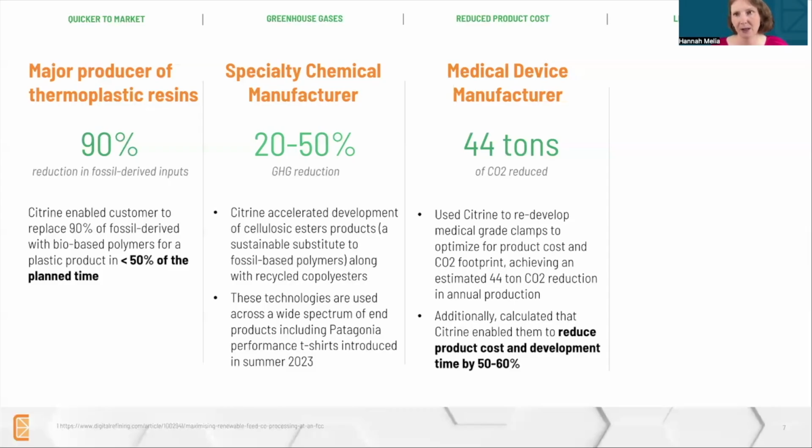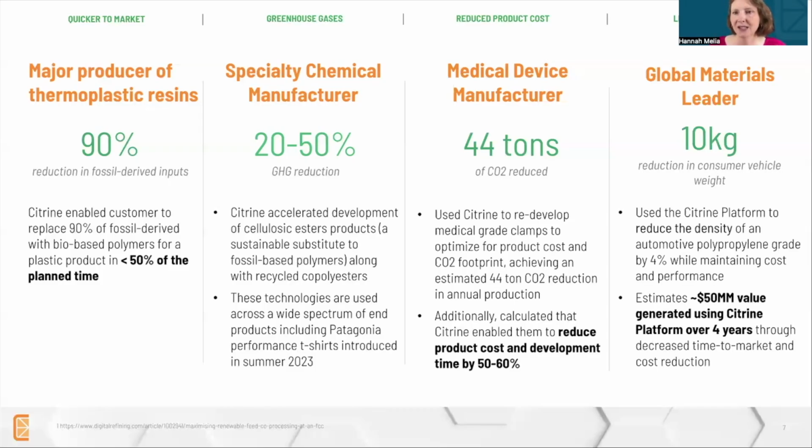by 50 to 60%. And then the last one is a polypropylene manufacturer. They do an automotive grade polypropylene used in cars. Obviously, in any form of transport, weight is an issue. So they wanted to reduce the density of the polypropylene while maintaining the mechanical properties. And they were able to reduce the density by 4%. And they estimate that that will give them an extra $50 million in revenue over the next 4 years.